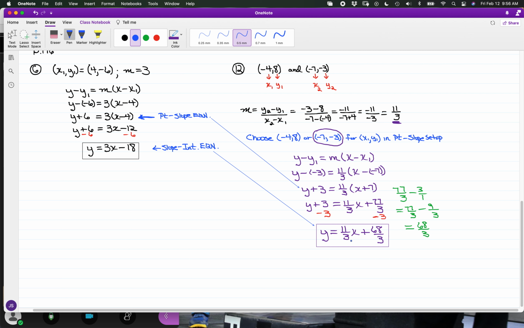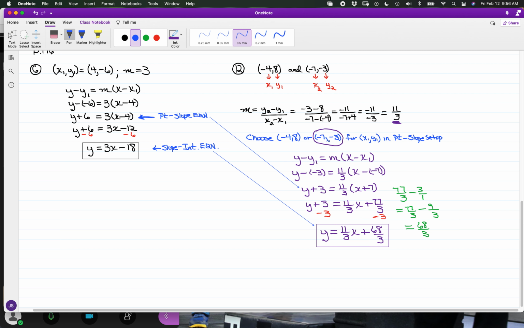Okay, so if we have the ordered pair -4, 8, so y is at 8, and I want the right hand side of the equation to also equal 8, so we have x at -4. We have 11/3 times -4 is -44/3. -44/3 plus 68/3 is going to be 24/3, which reduces to 8.